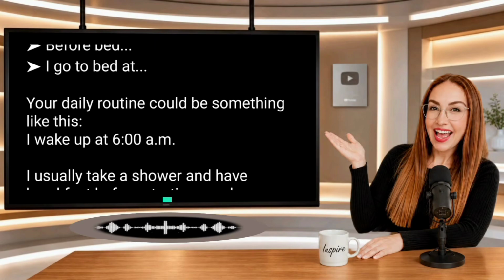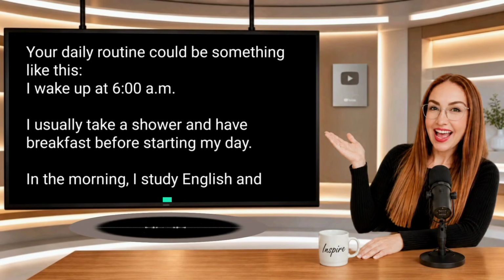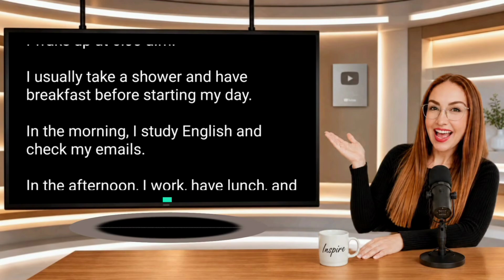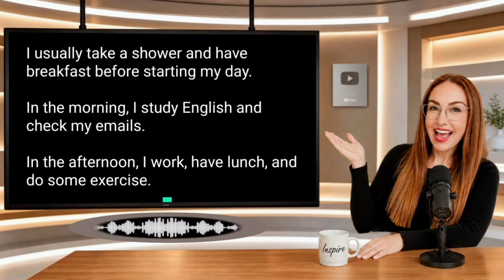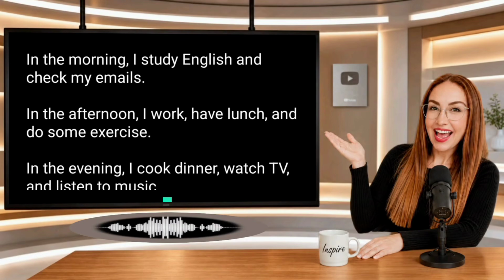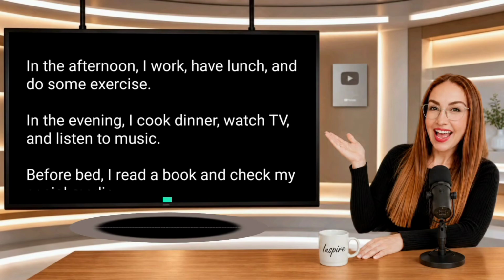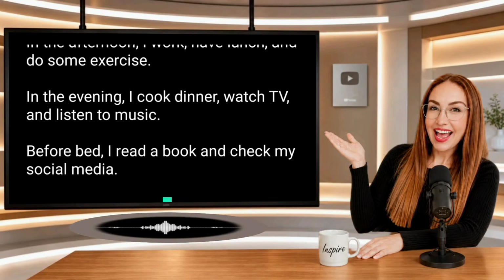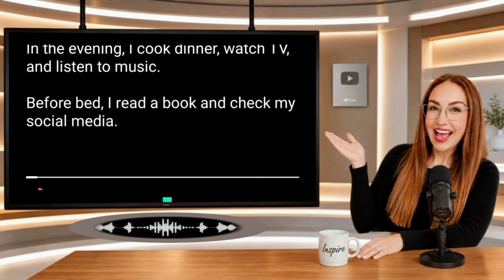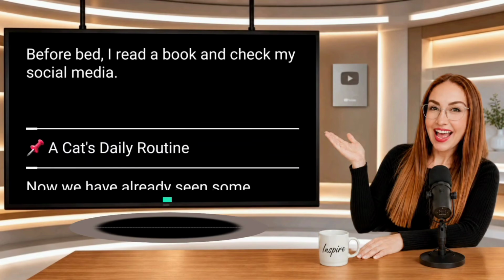Your daily routine could be something like this. I wake up at 6 a.m. Usually, I take a shower and have breakfast before starting my day. In the morning, I study English and check my emails. In the afternoon, I work, have lunch, and do some exercise. In the evening, I cook dinner, watch TV, and listen to music. Before bed, I read a book and check my social media.